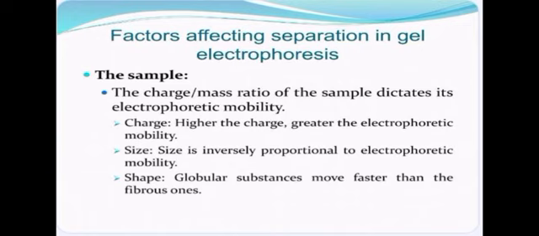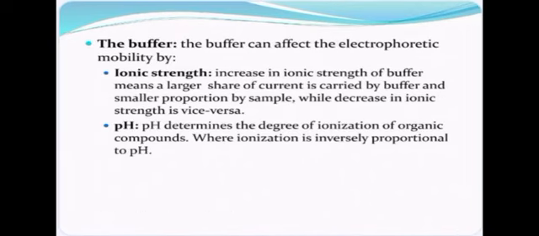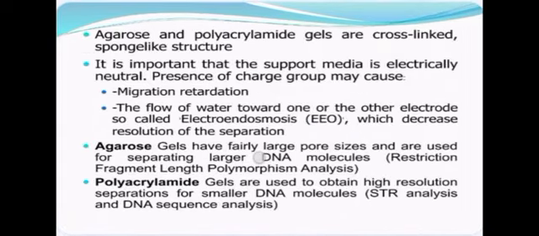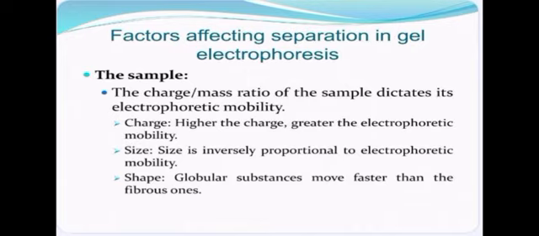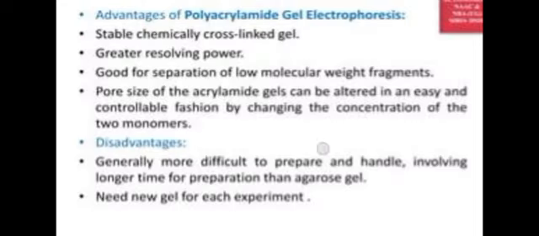What are the factors that affect the gel electrophoresis? That are sample, gel, next the buffer. These are the factors affecting separation in gel electrophoresis. That we also see today. Next we see the advantages and disadvantages of gel electrophoresis. The main advantages: it is low cost and easy to operate, good for separations, great resolving power, stable.